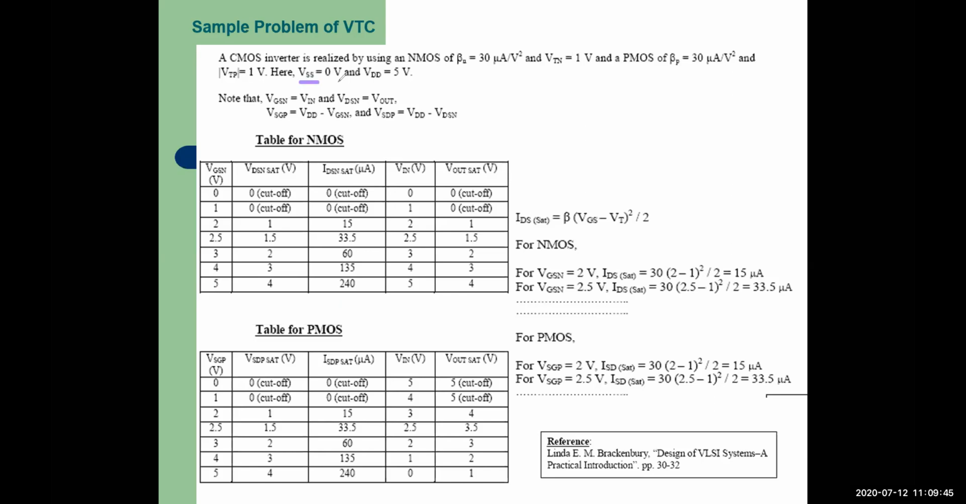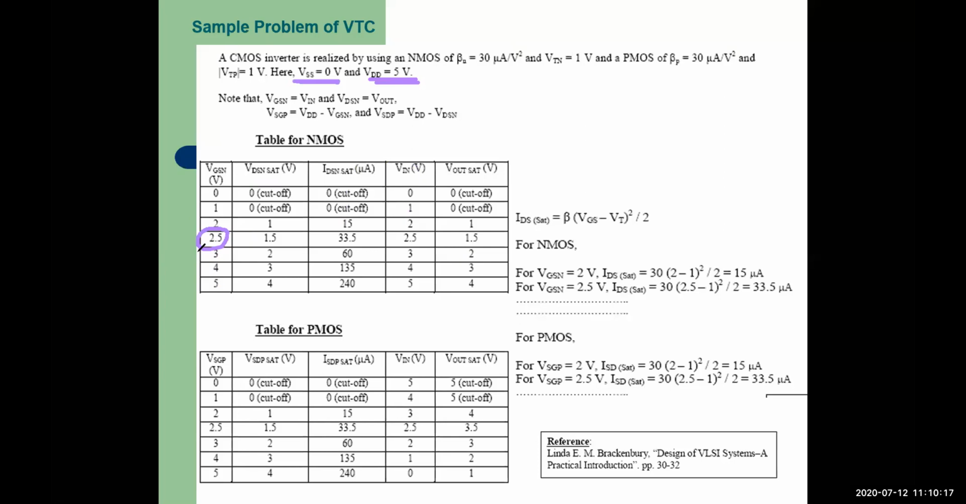Why? Because our lowest value is 0, our highest value is 5. From 0 to 5 we will vary: 0, 1, 2, 2.5, 3, 4, 5. You can ask me, sir, why 2.5? You can take like this: 0, 0.5, 1, 1.5, 2, 2.5, 3, 3.5, 4, 4.5, something like that. If you wish, you can take it. The more values you take, the better your graph will be.